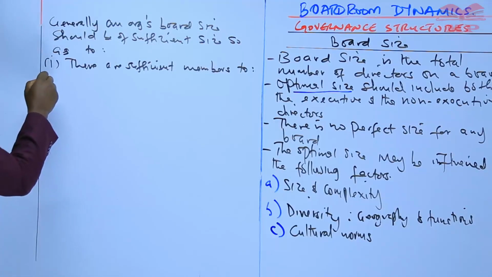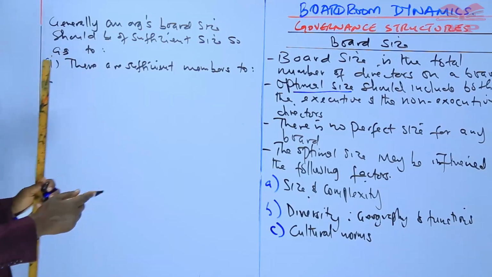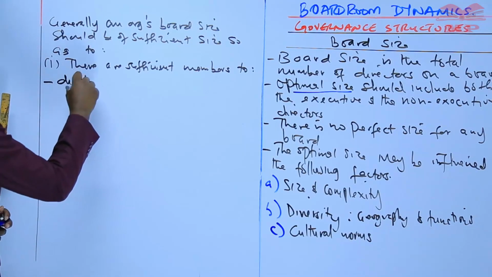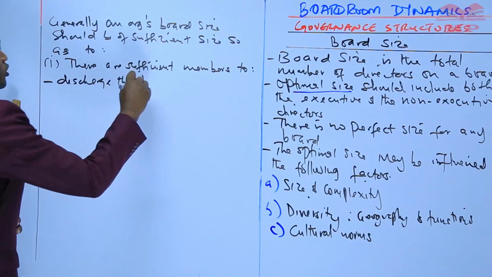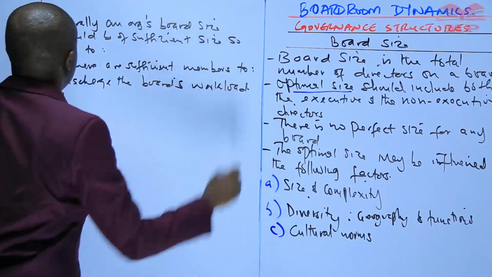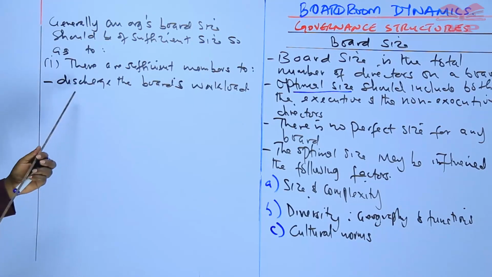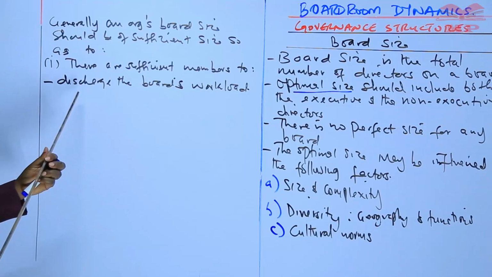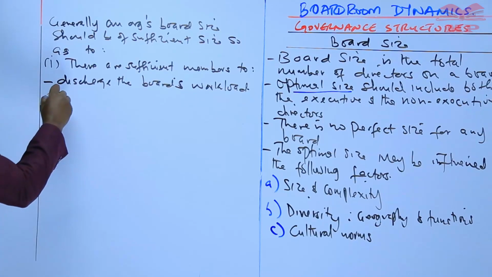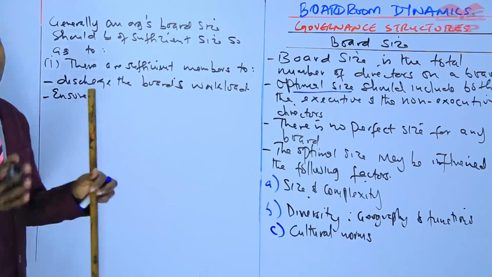So that there are sufficient members to discharge the board's workload. There should be a sufficient number of members who should do what? Discharge the board's workload, right? Then number two, ensure adequacy of the relevant skills and competencies.